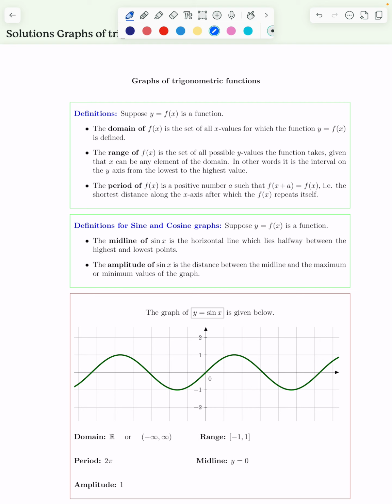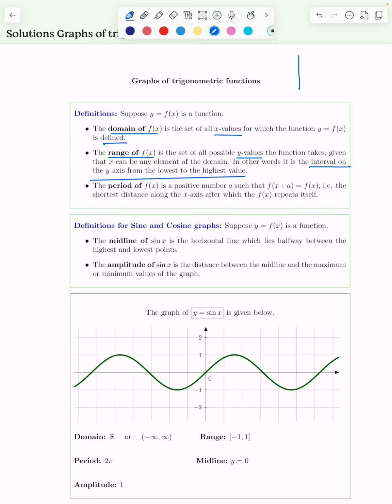And just a quick reminder, the domain of a function is the set of all x values for which the function is defined, and we'll be looking at the domains of the functions below, and we'll also be looking at the ranges. The range is the set of all possible y values the function takes, given that x can be any element in the domain. In other words, it's the interval on the y-axis from the lowest to the highest value.